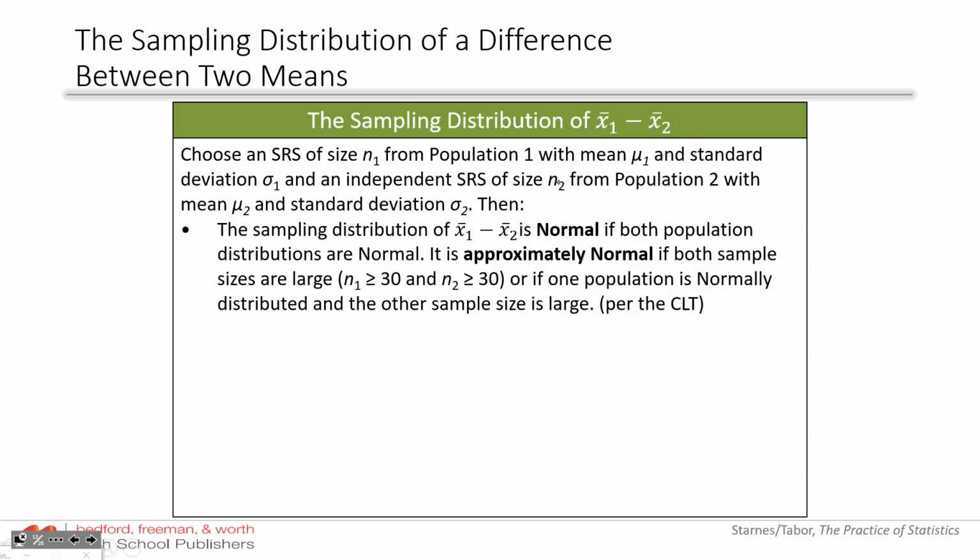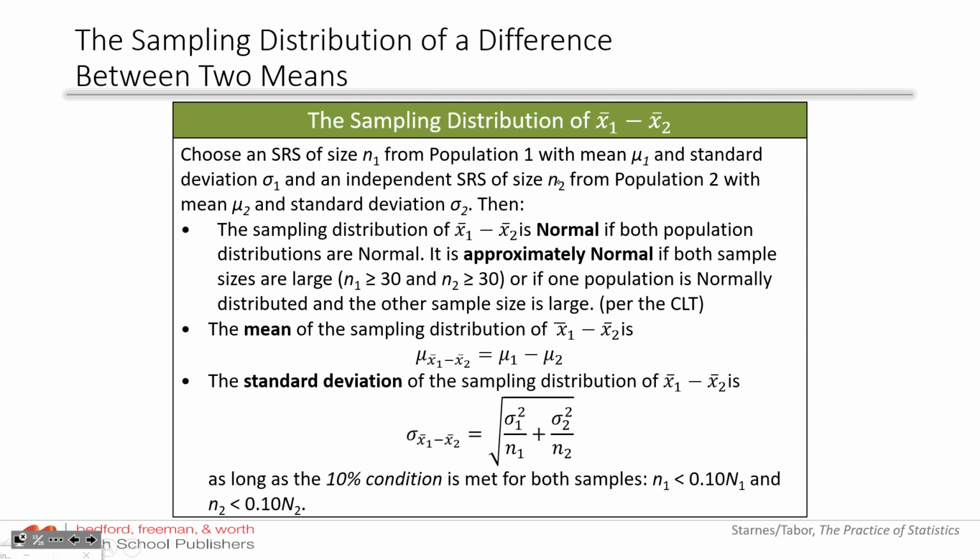All right, let's summarize here. If we choose an SRS from one population and an SRS from a second population, one of the key words here is that they have to be independent SRSs. The sampling distribution of the difference between the two means is going to be normal if our central limit theorem condition is met for both populations, right? So we could either say, all right, if both population distributions were normal, just like the example we just saw, then the difference is also going to be normal. Or if both sample sizes are large, both bigger than 30, then the difference is going to be approximately normal.